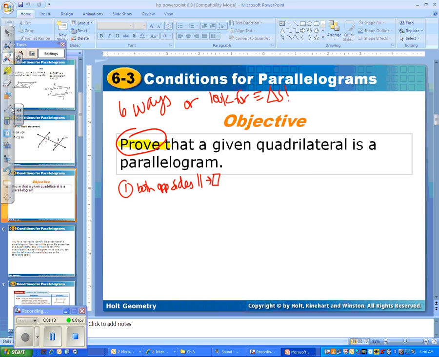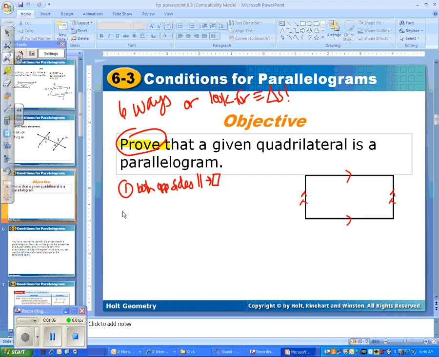So I'm going to draw a parallelogram for you. Does this look like a parallelogram? Yeah, it does, but right now I haven't given you any information, so we cannot tell. However, if I put the parallel signs like this, then now we can say, yes, most definitely this is a parallelogram since both opposite sides are parallel.